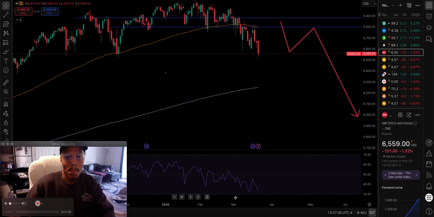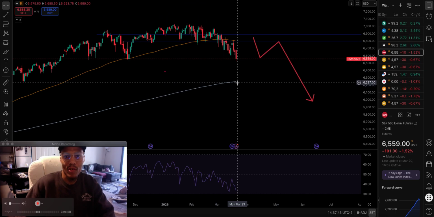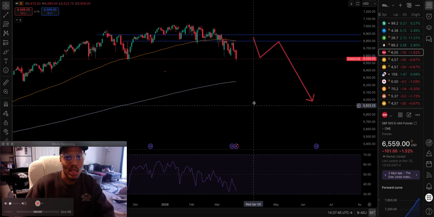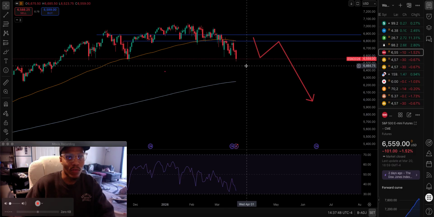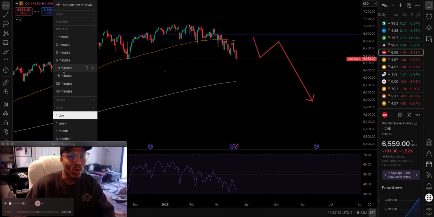But once price breaks below the 200-day moving average, that'll be an official sign of a nice strong momentum for S&P to continue pushing down. And I'm pretty sure with the pressure and everything that's going on, that's going to continue happening.